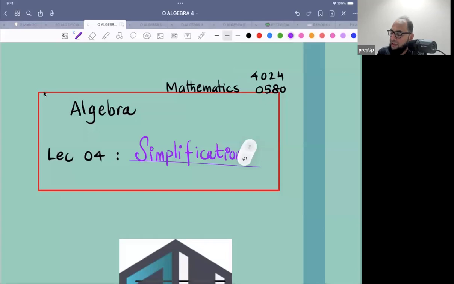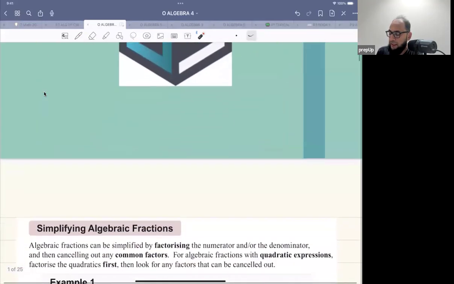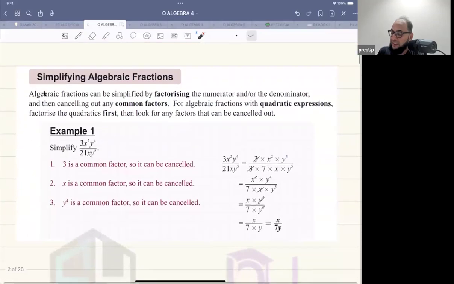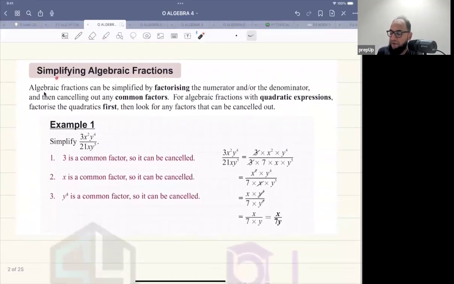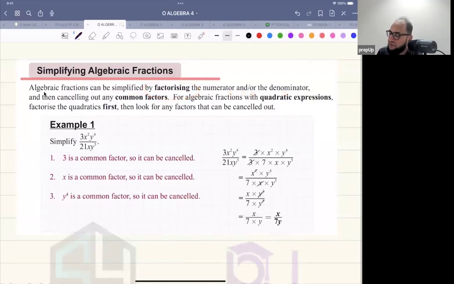So now we are starting with the fourth lecture of algebra, and this time we are talking about simplification. So let's look at the kind of problems that await us. Simplifying algebraic fractions. So the first thing is this. Algebraic fractions can be simplified by factorizing the numerator and/or the denominator. That means the first step of simplification is factorization.